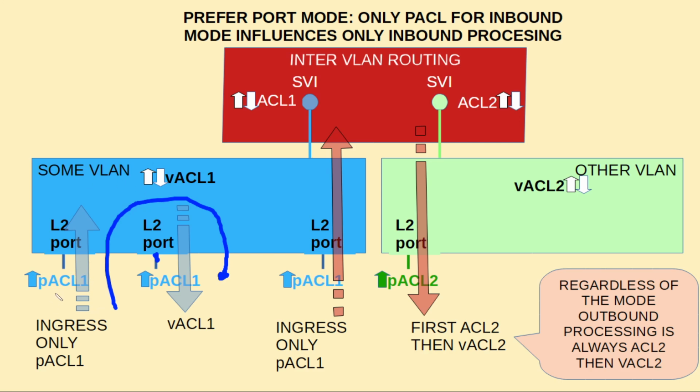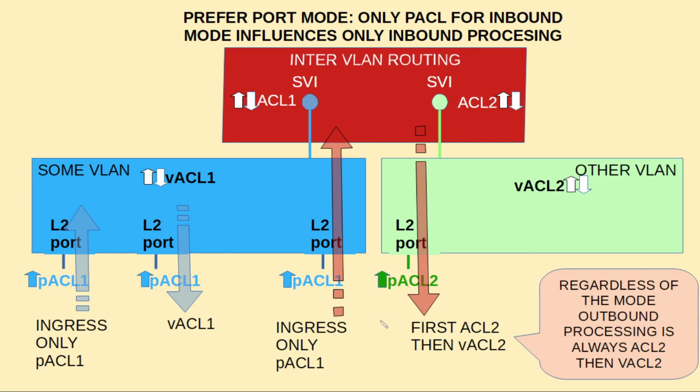In this case, in prefer port mode, we are going to analyze first the port access control list for this entry point in the inbound direction. And then for the outbound direction, we are going to process the VLAN access control list that is configured for this blue VLAN. And that's it.